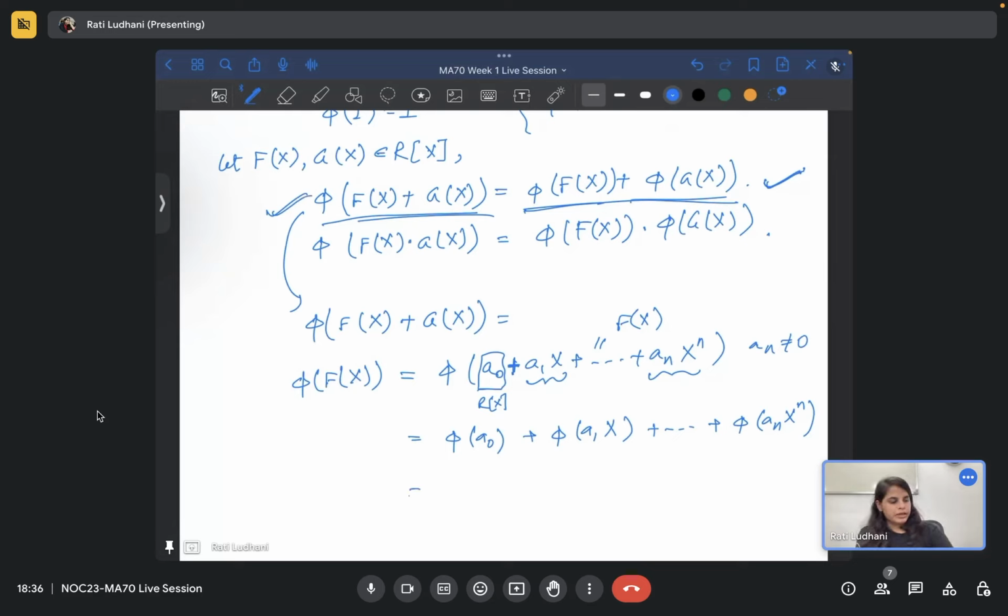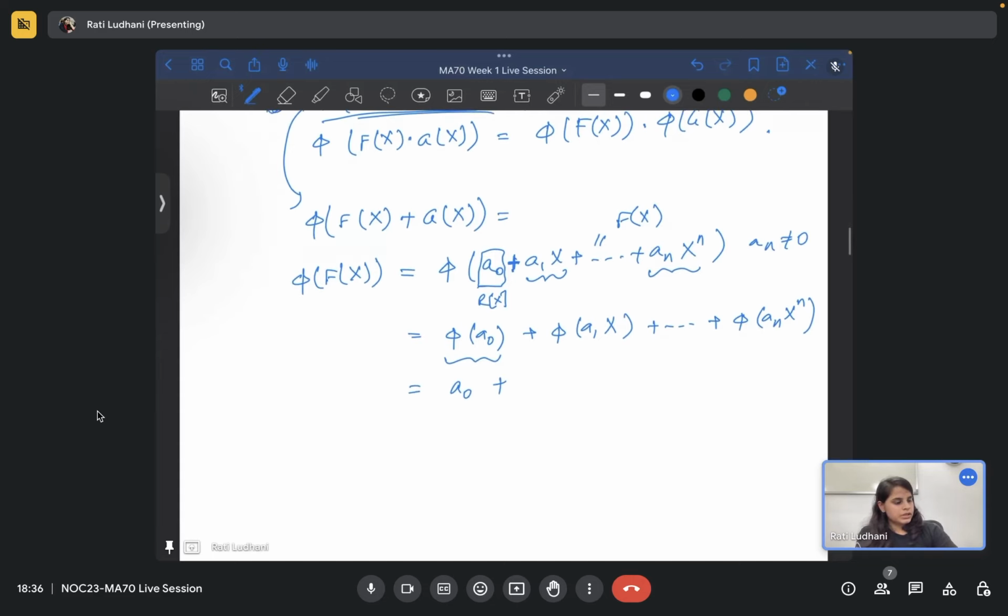So now a0 is what? a0 is a constant. These coefficients are coming from the ring R. And what we require as a property is that it should be constant on the ring elements. So that means phi of a0 should be a0, right? Plus, let's split more here. So phi of a1 into x is what?